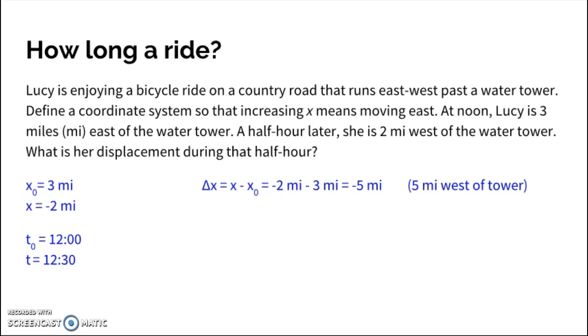Delta x is our final position minus our initial position, so it's a negative 2 miles minus our positive 3 miles. So be careful with your negative signs. And that leaves us a total of negative 5 miles. So in other words, that's 5 miles west of the tower.